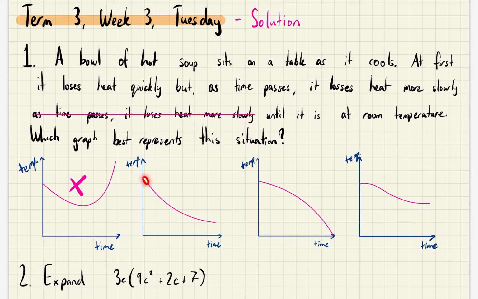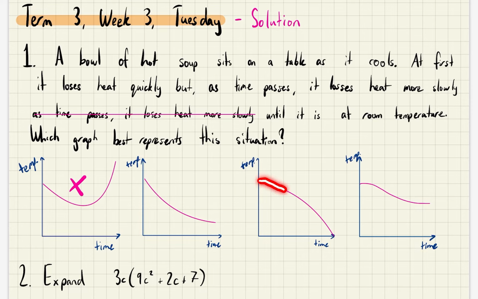Then we'll look at the next one. So the temperature starts, and then it reduces in temperature, but then you'll see it starts to get less steep over time, and it keeps going until it gets to a point. That looks pretty good. It loses heat quickly, and then slows down, and as time passes, eventually gets to room temperature, which means it's not freezing cold, it's not 0, but it's still there. So that's looking pretty good. I'm going to do an imaginary tick for that one. We'll just double check the others.